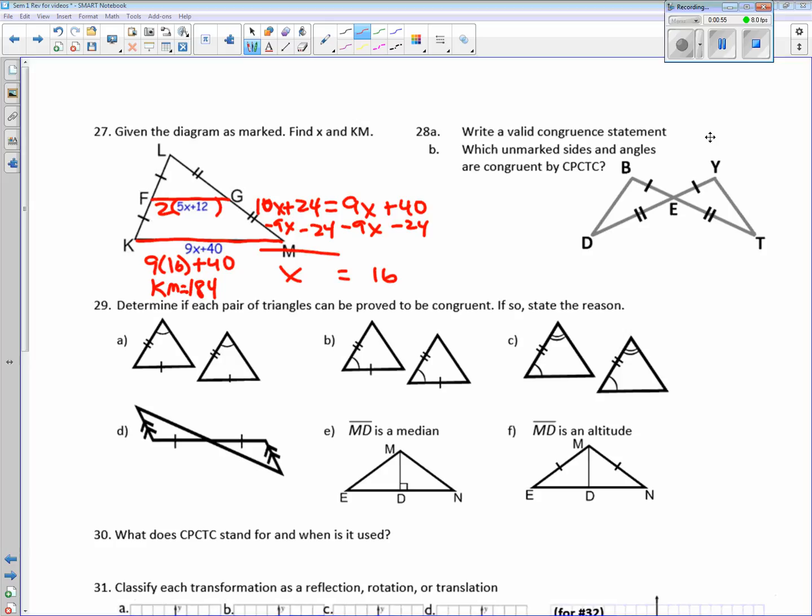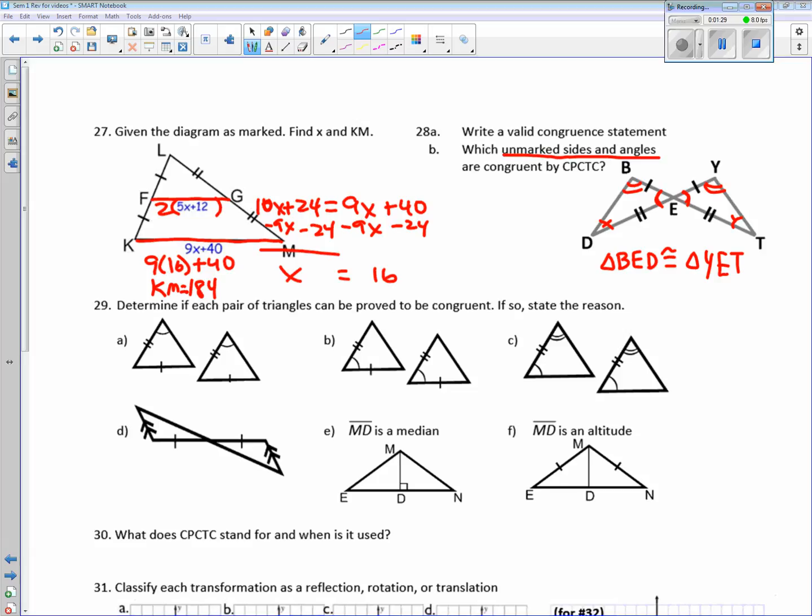And number 28, write a valid congruent statement. What unmarked sides and angles are congruent by CPCTC? Well, first off, you've got vertical angles that are congruent. So as far as a congruent statement, you want to call this triangle BED, and then what matches B is going to be Y. What matches E is going to be angle E again, and what matches angle D is going to be angle T.